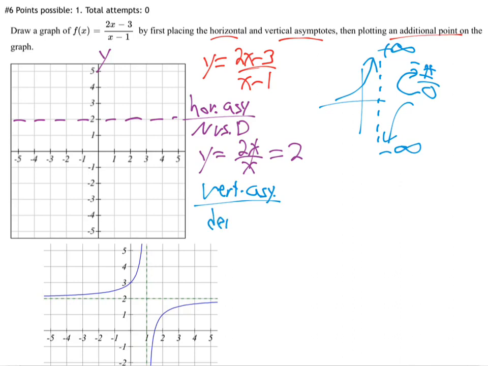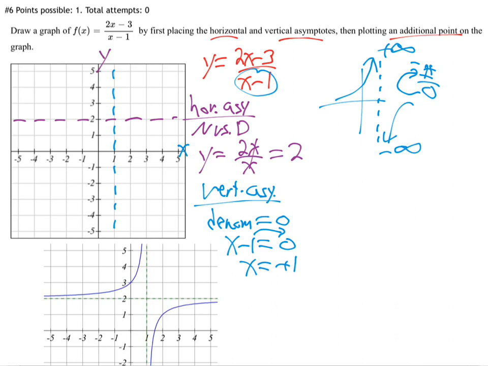So we just say, okay, what's going to make the denominator equal to 0? You grab that denominator, x minus 1, and you solve it. Move that 1 over, x is positive 1. So right here, hitting the x-axis at positive 1, must be the vertical asymptote.